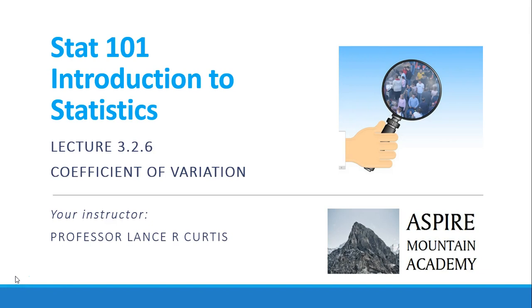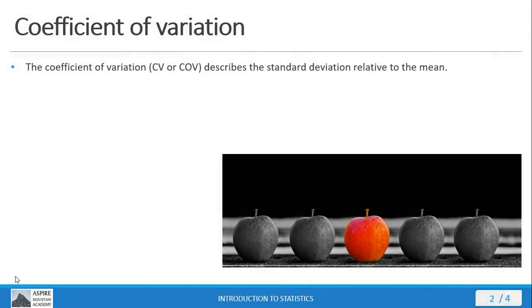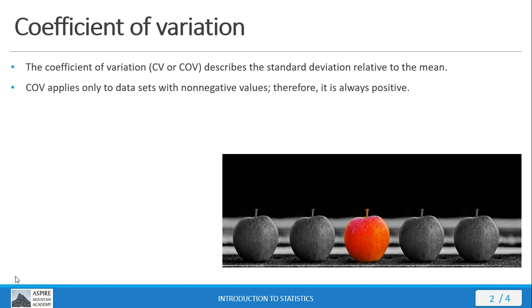Let's get started. In the previous mini lectures, we've examined different ways to quantify variation within a data set. There's yet one more way we need to examine, and that's the coefficient of variation. Often you'll see this abbreviated CV or COV in either uppercase or lowercase letters. It basically describes the value of the standard deviation relative to the mean. Now, COV applies only to data sets with non-negative values. So that means the values for the coefficient of variation are always positive.